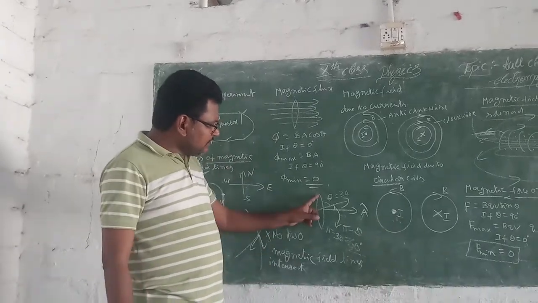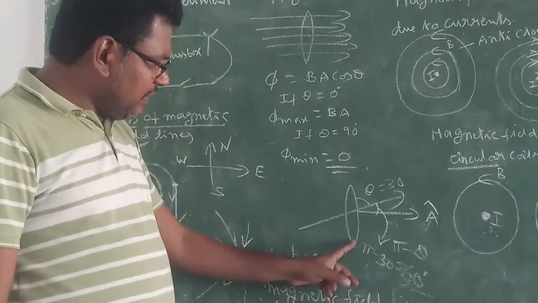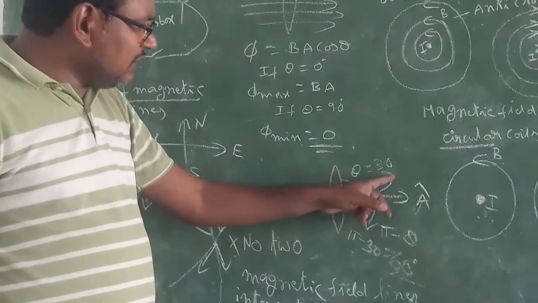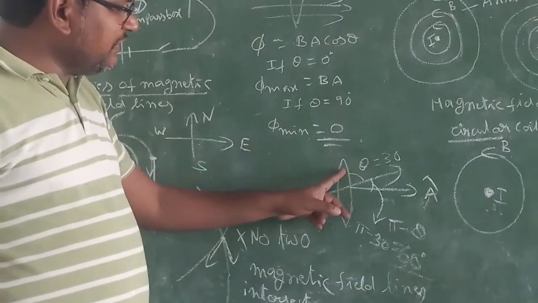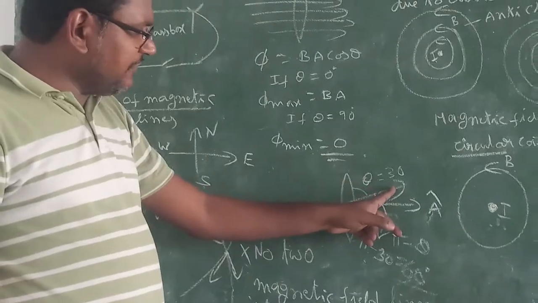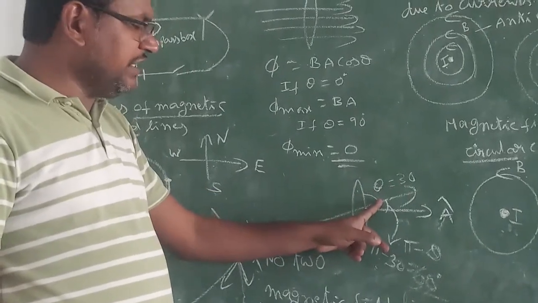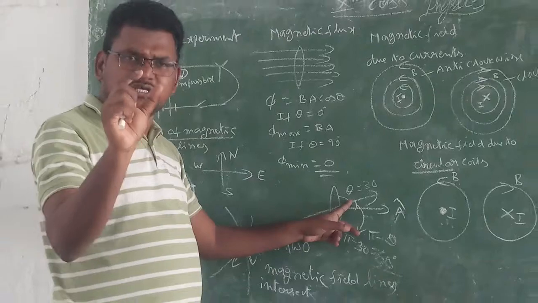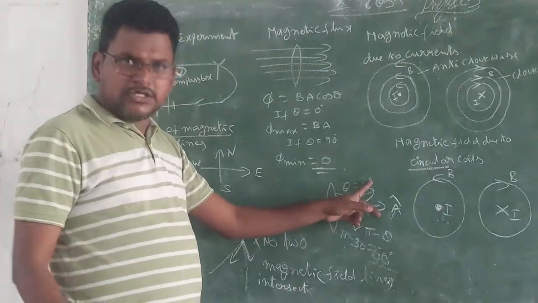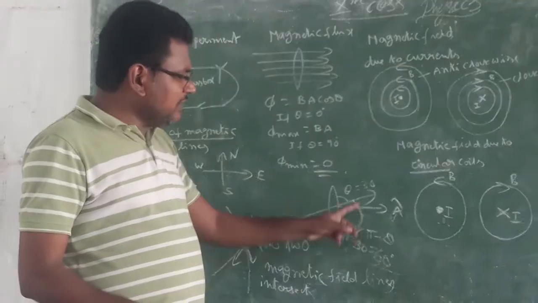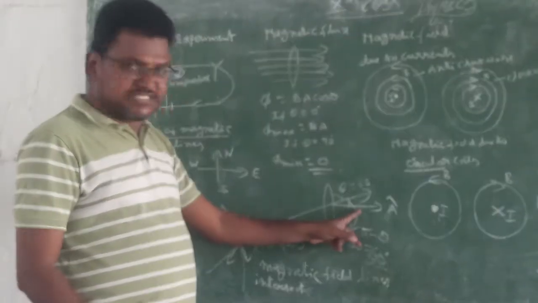Suppose see here, this is the surface area. Let's take here, this is the direction of a magnetic field. Suppose they give the angle between the surface area and the magnetic field, theta is equal to 30 degrees. Then to know the magnetic flux, we don't have to take this angle theta equal to 30, but we have to take the angle between the magnetic field and the normal to the surface area.